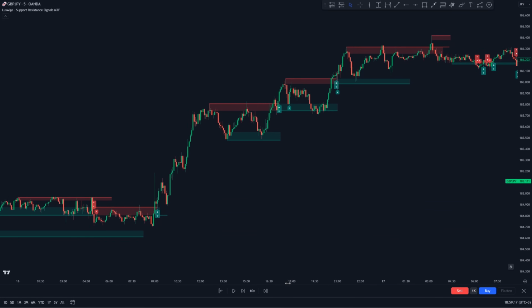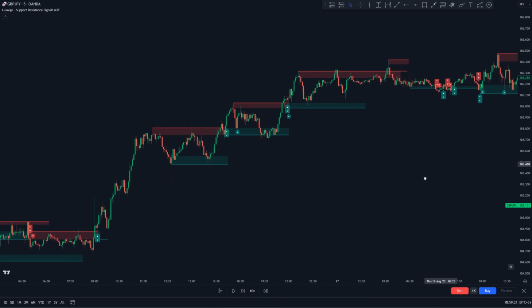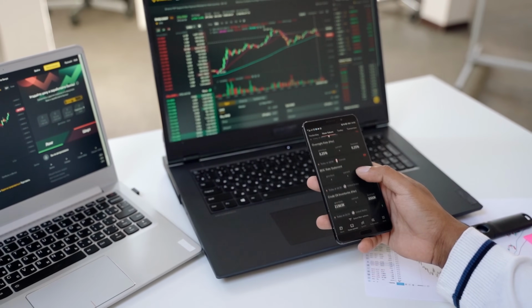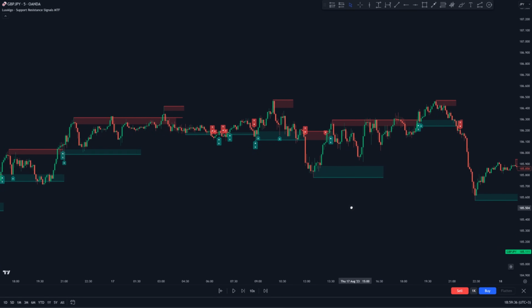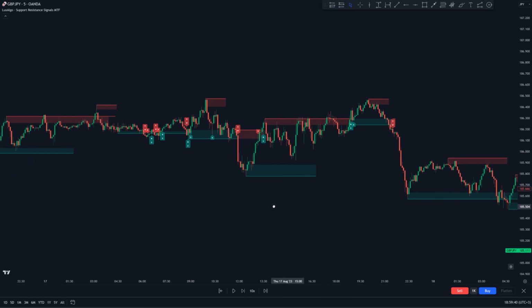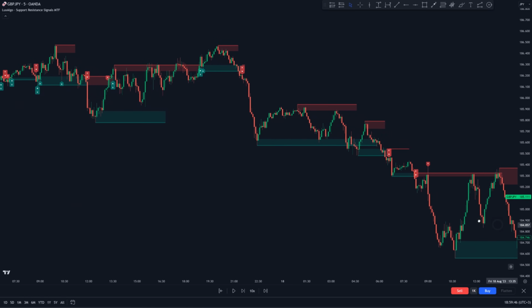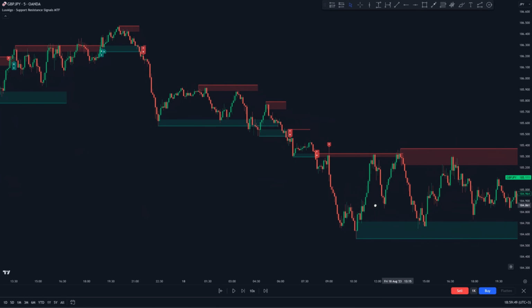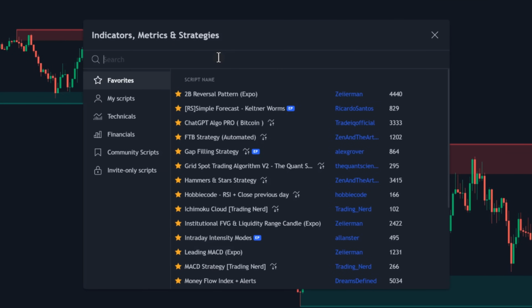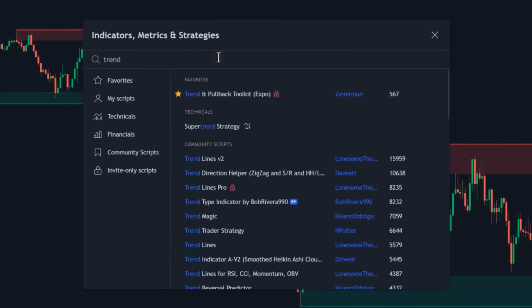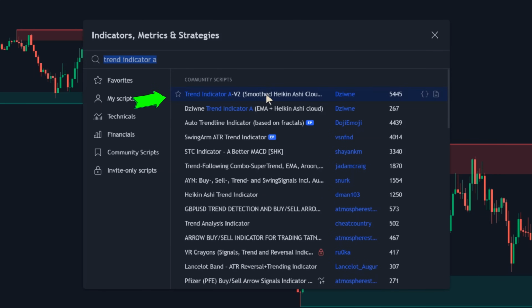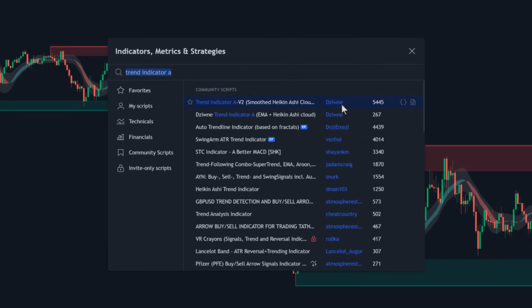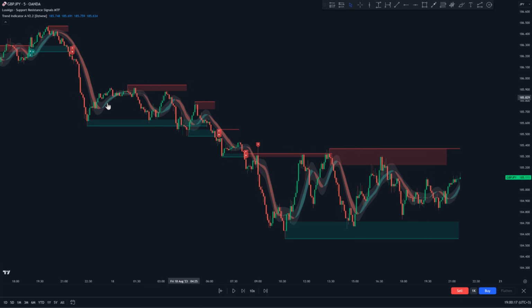Now, to enhance our trading strategy with this indicator, it's important to incorporate a trend filtering tool. This step not only crafts a comprehensive strategy, but also filters out potential false signals that may arise. To do this, navigate to the Indicator Search tab and type in Trend Indicator AV2 and select this one created by this Tradingview user. Double-click on it to access the settings panel.